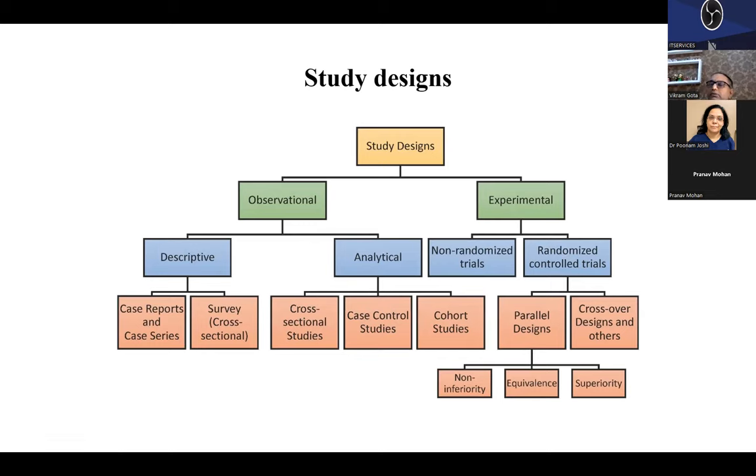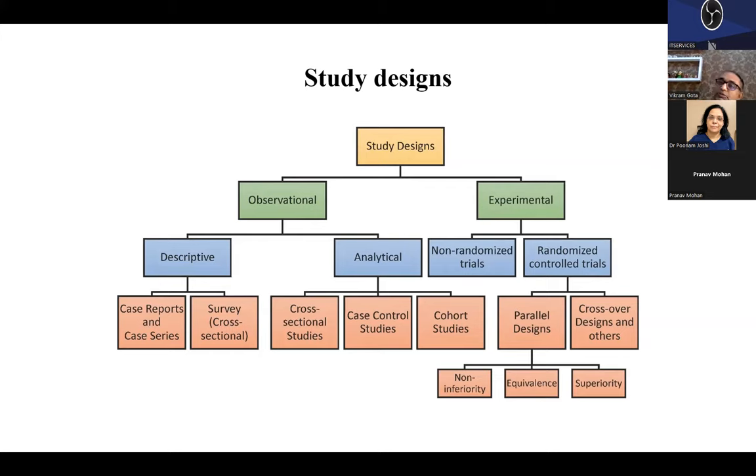Within the randomized controlled trials, the popular designs are parallel designs, where one group gets A and the other group gets B treatment, and you follow them up and then look at the difference. The other one is crossover, where one group gets A, the other group gets B, and then you look for an outcome. After that, they cross over, so the arm that was getting A will get B, and B will get A, and then you further study them.